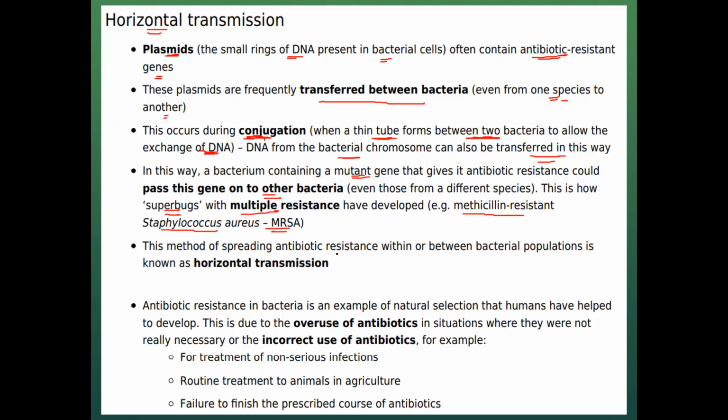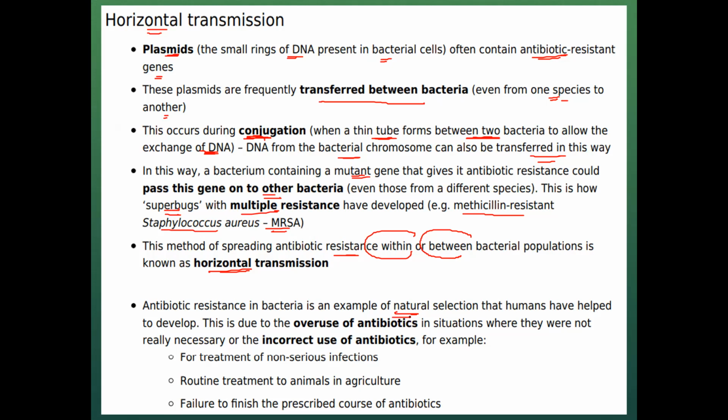This method of spreading antibiotic resistance within और between bacterial populations is known as horizontal transmission. ठीक है, तो ये बेसिकली कैसे हो रहा है, the process of conjugation, जहाँ DNA material exchange हो रहा है. ठीक है, so it can be within the bacterial population or within different species as well. So antibiotic resistance in bacteria is an example of natural selection.